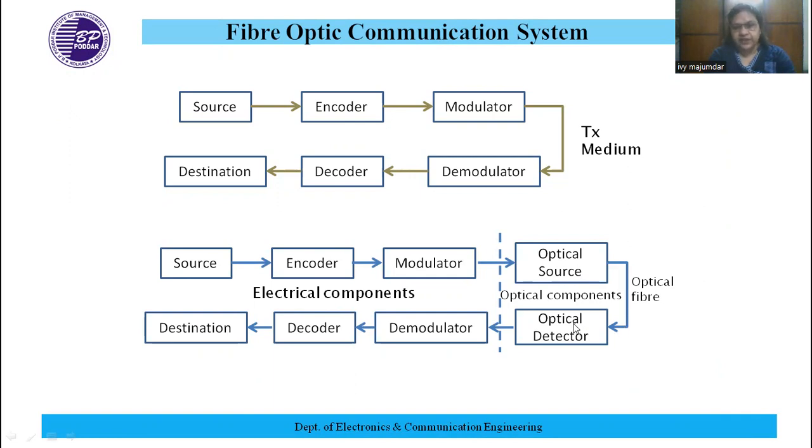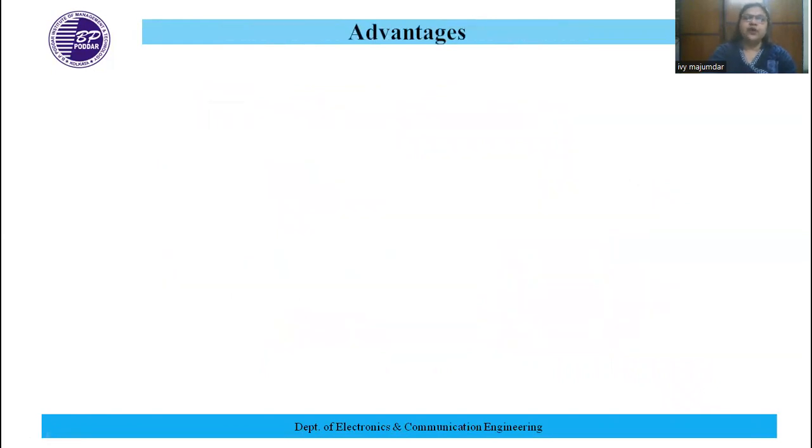And at the receiving end, it is collected through optical detectors. Output of optical detector is nothing but electrical signal, and that is fed to the electrical section of the receiver end, which is again similar to that of the general communication system. Now, why should we go for optical communication system? What are the advantages? Numerous advantages are there.